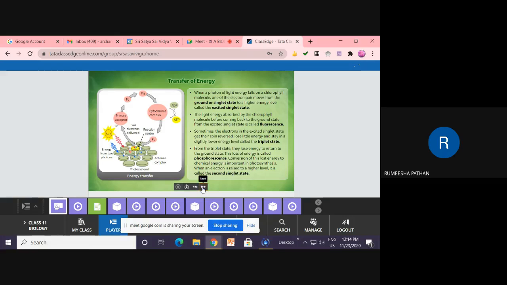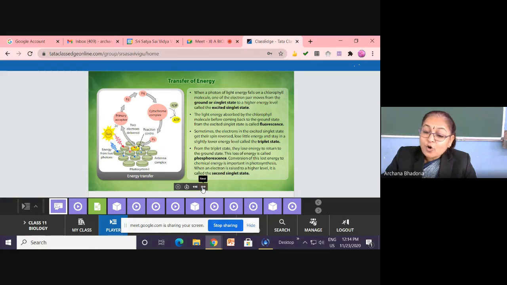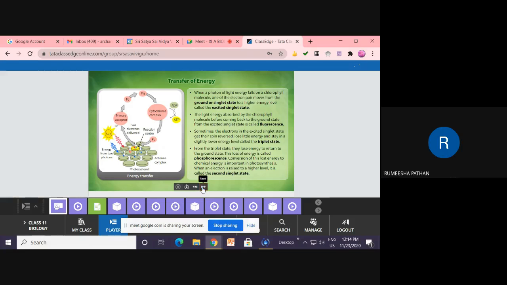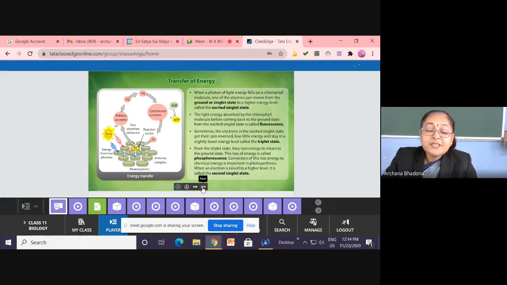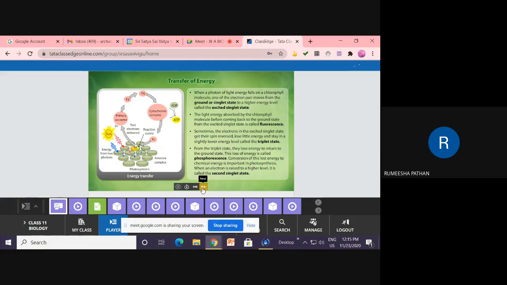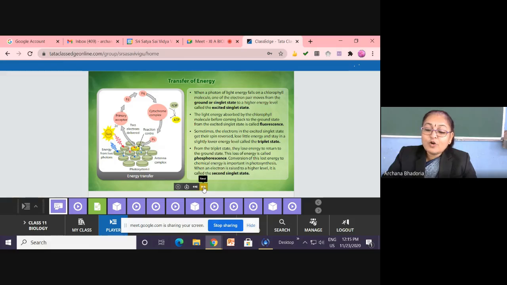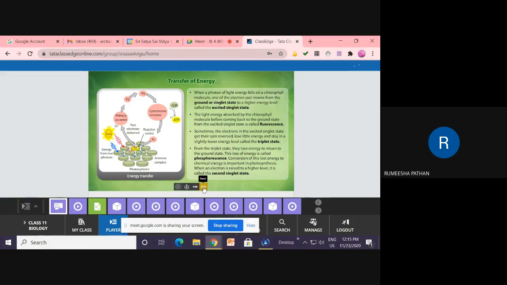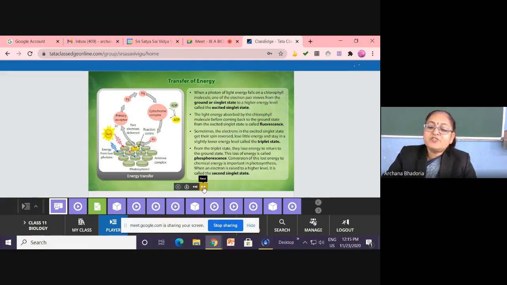ATP and NADPH2. And what are they called? Assimilatory powers. Powers, children. It is powers, not parts. Okay, assimilatory powers. Corrected? Yes, ma'am. So what will you call it? Assimilatory powers. It is assimilatory powers.